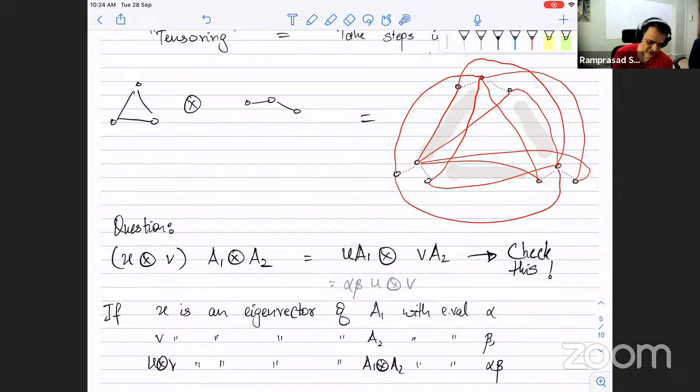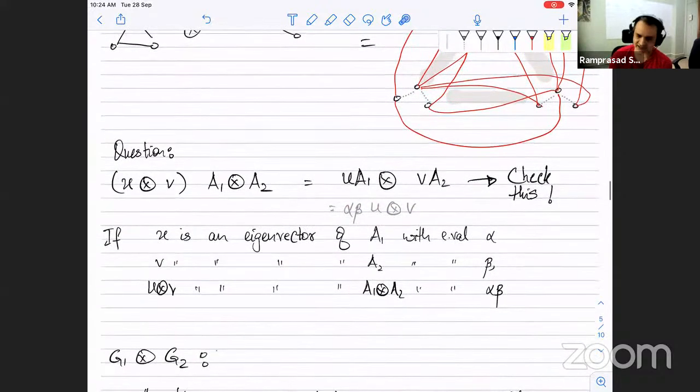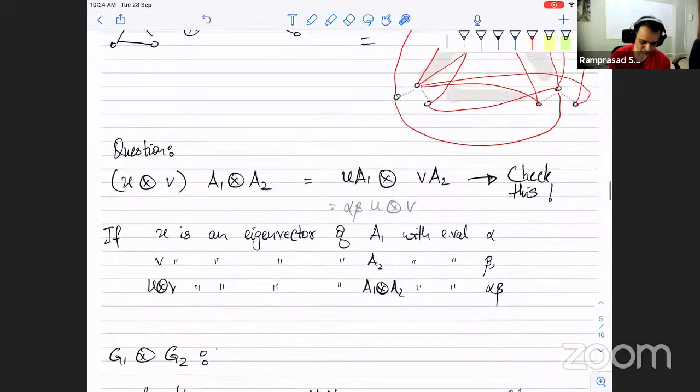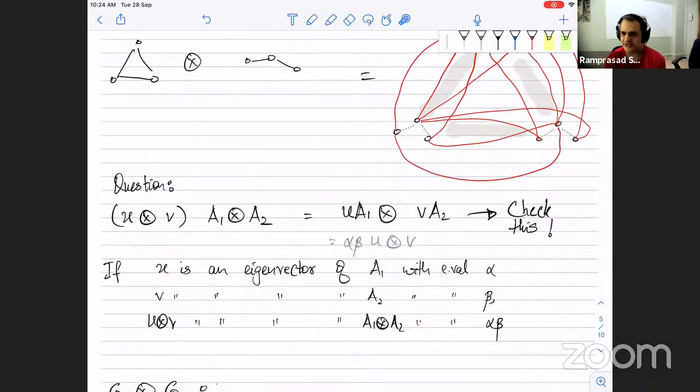Okay. So if you have worked this out, this will be an immediate corollary. Since we have this, we now know what the eigenvectors of U1 tensor U2 are. If I know the eigenvalues of the graph G, and I know the eigenvalues of the graph H, I know the eigenvalues of the graph G tensor H. They're all possible products between them.